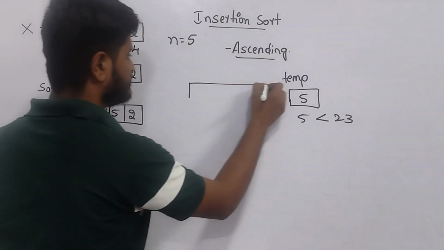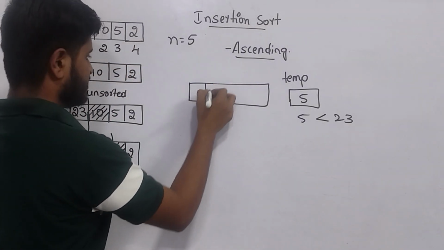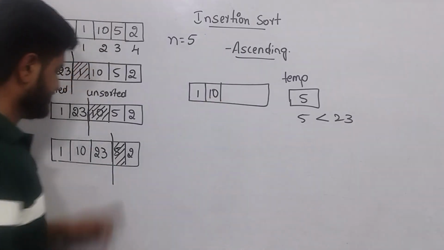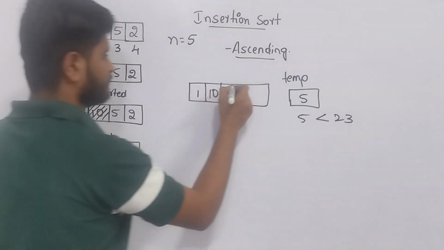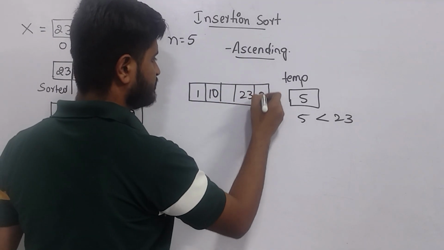So what will be my answer? 1 will remain as it is, 10 will remain as it is, 23 will be shifted to this space. 23 will be here and 2 will be left here.